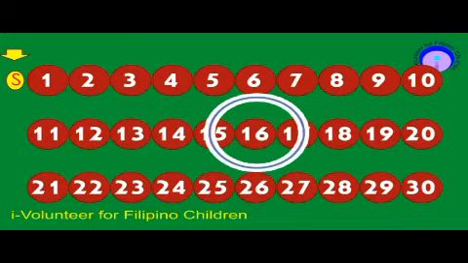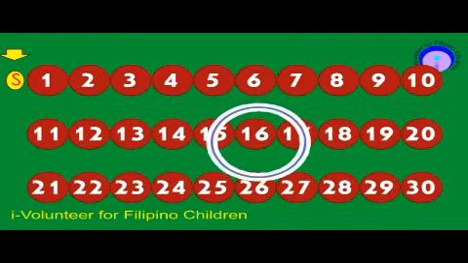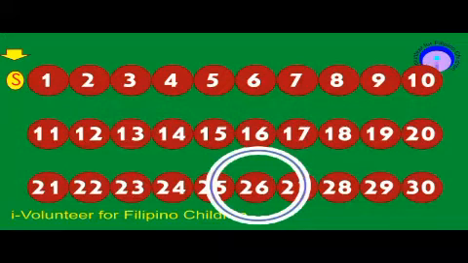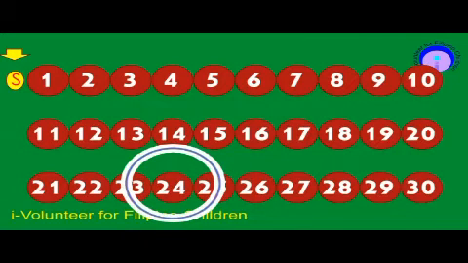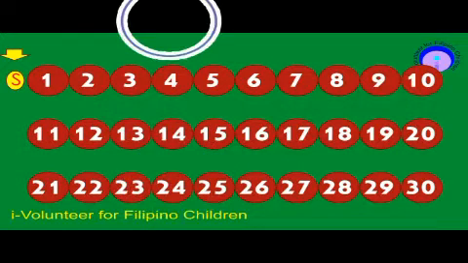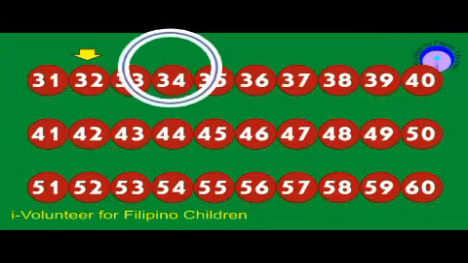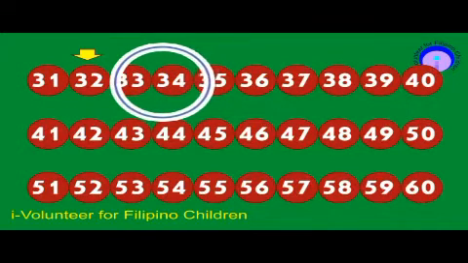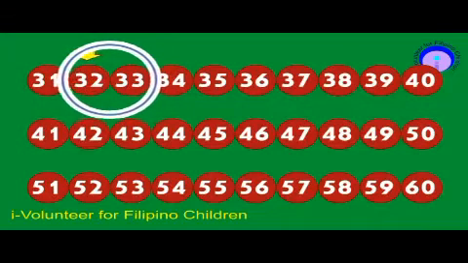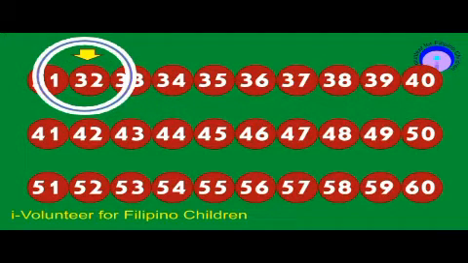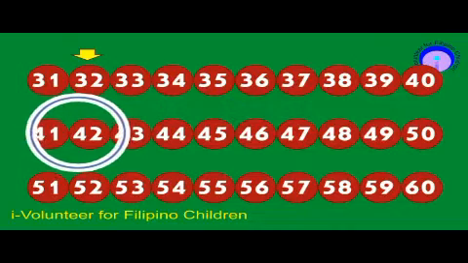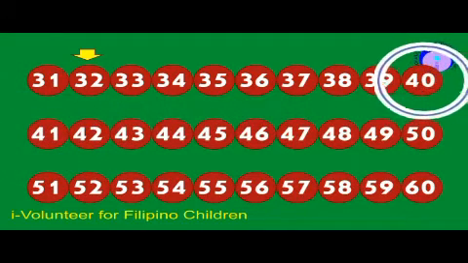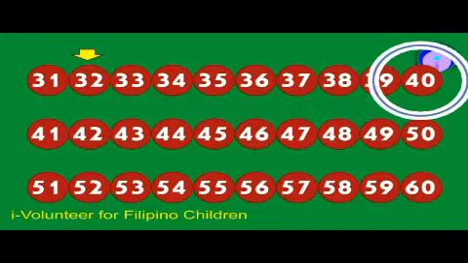Let's proceed. 16 plus 10 is equal to 26. Minus 2 is equal to 24. Let's proceed. 24 plus 10 is equal to 34. Minus 2 is equal to 32. Let us continue. 32 plus 10 is equal to 42. Minus 2 is equal to what number? You are correct. It's 40.